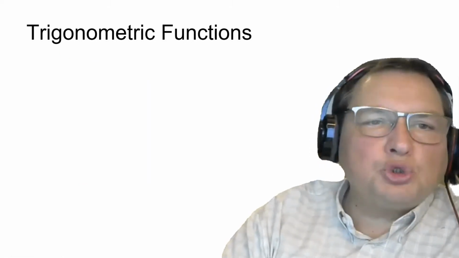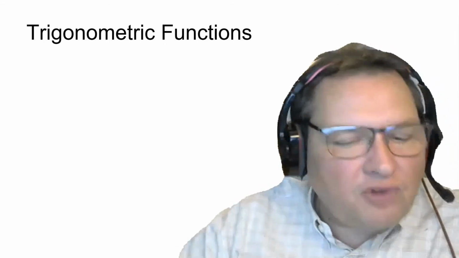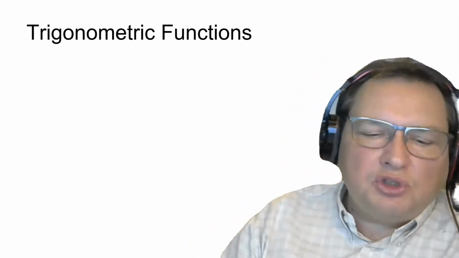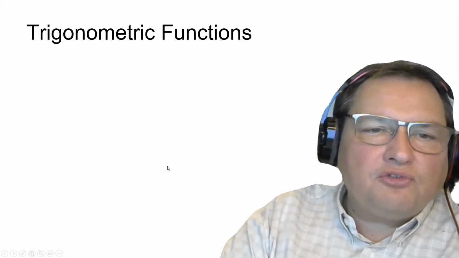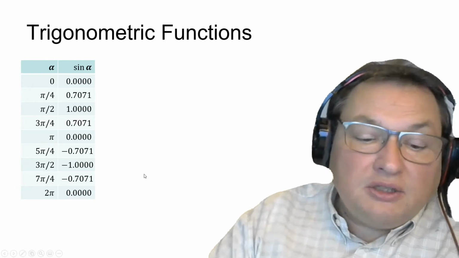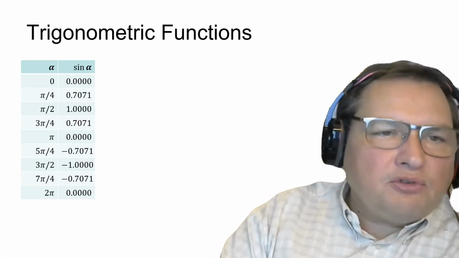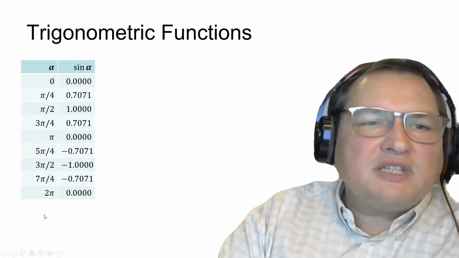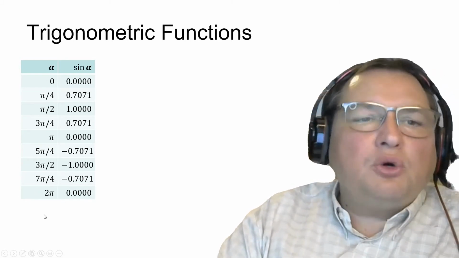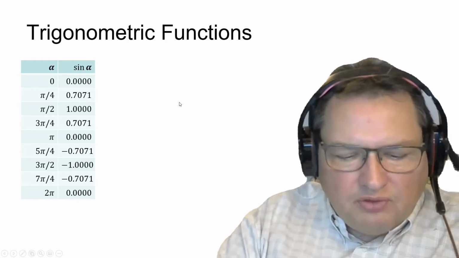Moving on to trigonometric functions, but first of all, what is a function? A function is a relation between two sets that associates every element of the first set to exactly one element of the second set. So, for example, every value of alpha from the left column of this table gets exactly one value of sine alpha shown in the right column in this table.